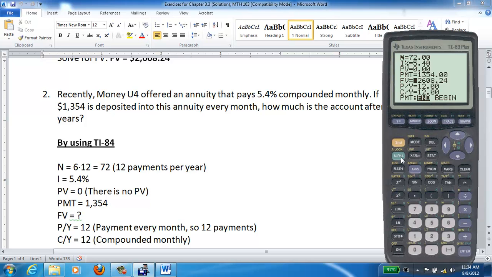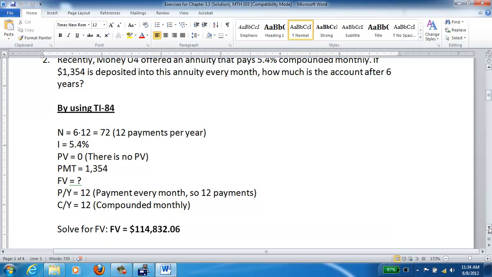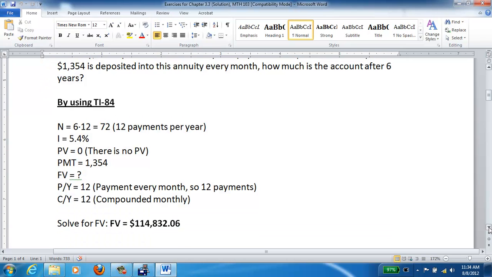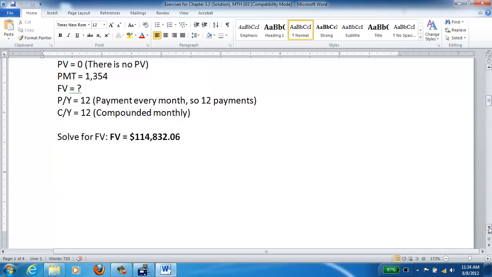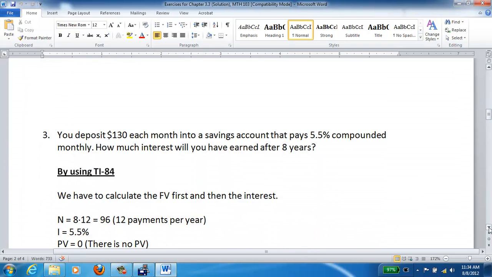So the future value after 6 years will be $114,832. And this is the answer here, $114,832.06. Problem number 3. You deposit 130 every month, 5.5 compounded monthly.